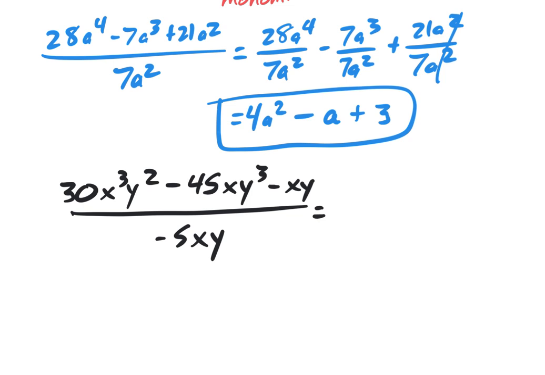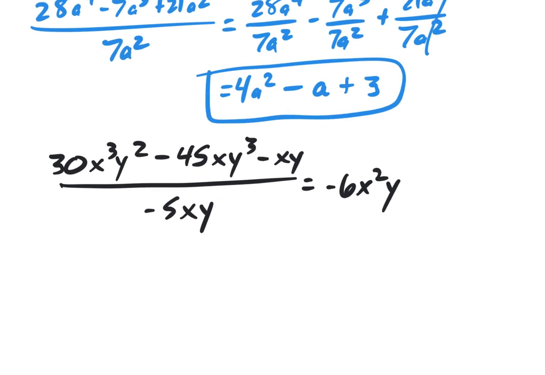So really, we just got to take it one term at a time. So I'm going to take the first term on top, and I'm going to divide it by negative 5xy. So 30 divided by negative 5 would be negative 6. Okay, and then we got x's. If I have 3 x's and then 1 x on bottom, then I would have 2 x's left. And if I had 2 y's and 1 y on bottom, then I only have 1 y left.